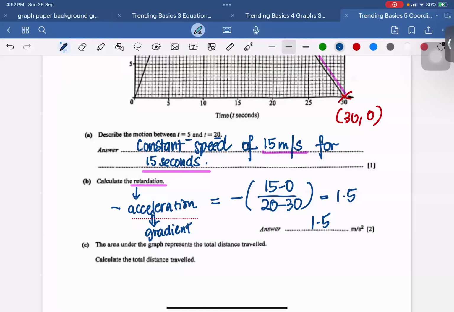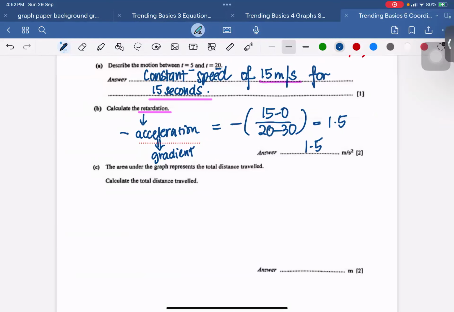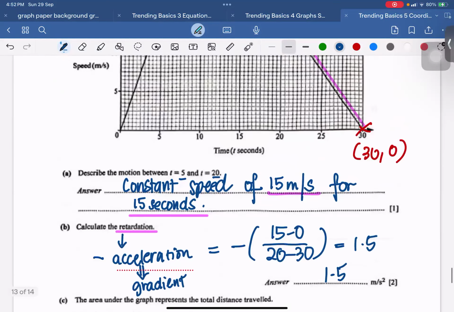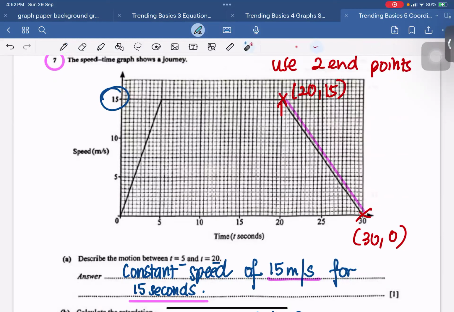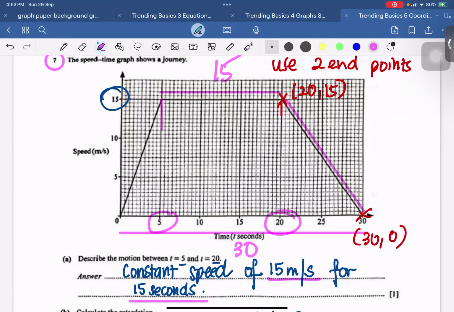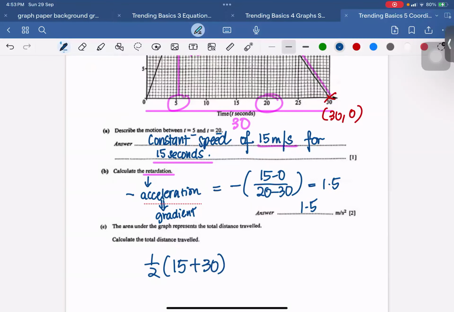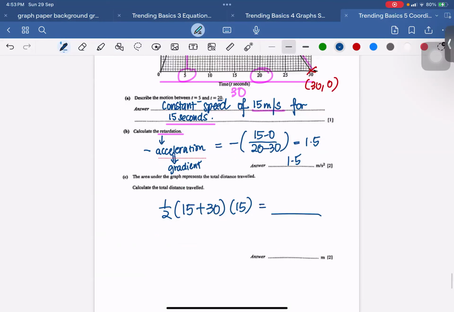Last question. The area under the graph represents the total distance traveled. See, they tell you, calculate the total distance traveled. So find the whole area under the graph. This area is the shape of a trapezium. Let's find the longer length over here, 5 and 20, so 15. This part is 30. The height is 15. So total distance is half, area of a trapezium, times the height, 15. Then you get your answer. Is this okay? So much content, right?